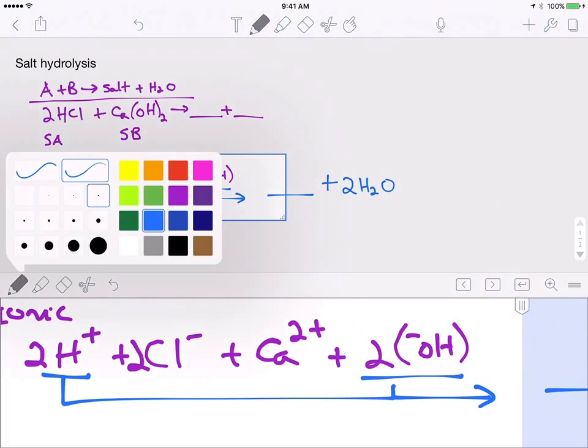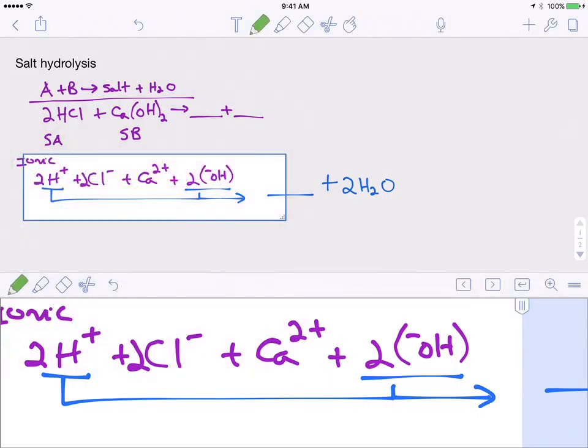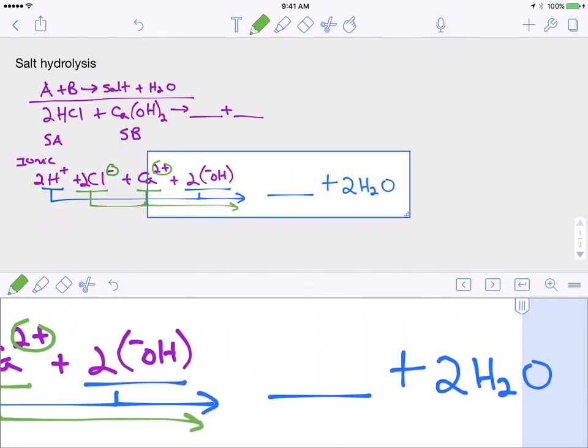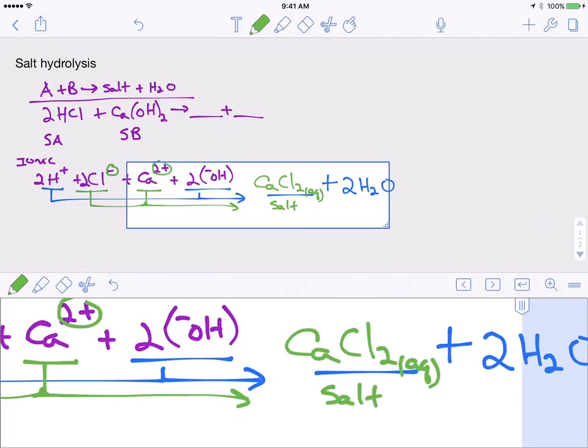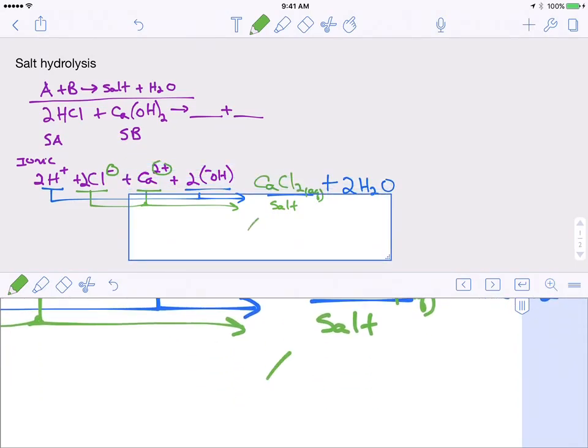Now what's left over? Well, what's left over also creates a new ionic bond. We'll use green. We have one calcium and two chlorines, and that makes sense because we have a +2 here, a -1 here, but we have two of them. So our ionic bond that it will create will be CaCl2. This will be aqueous, and this is a salt. What type of salt? Now if you think back, if we have a strong acid and a strong base together, that's going to create a neutral salt.